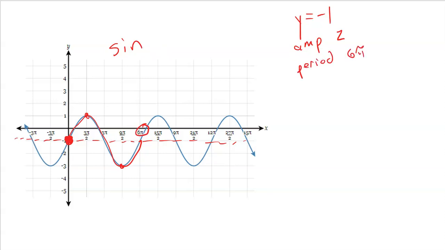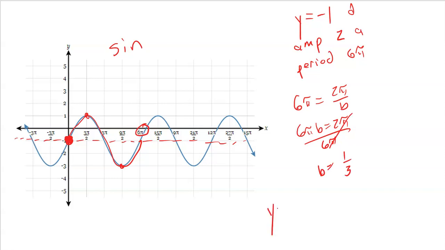And again, now I know my D value. I know my A value. All I've got to do is find the B value. So 6 pi equals 2 pi divided by B. Multiply the B over. Divide everything by 6 pi. And the pi's cancel. 2 over 6 is 1/3. So there we go. So y equals my amplitude of 2 sine of 1/3 x, minus 1.